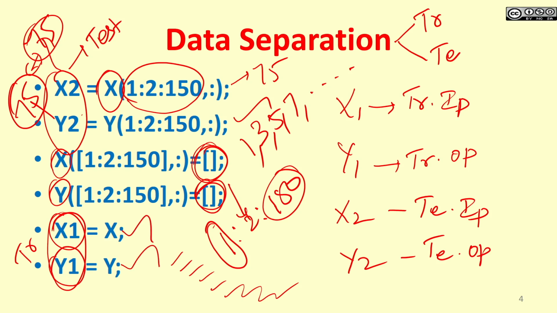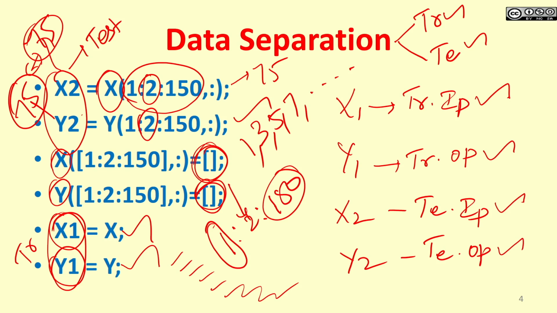So, guys, now the data is separated into training and testing, and it is separated with the step size of 2. So, now x1 corresponds to training input, y1 corresponds to training output, x2 corresponds to testing input, and y2 corresponds to testing output. So, this is the case.